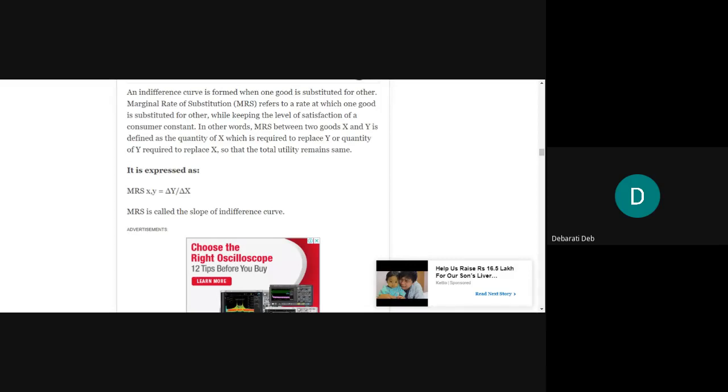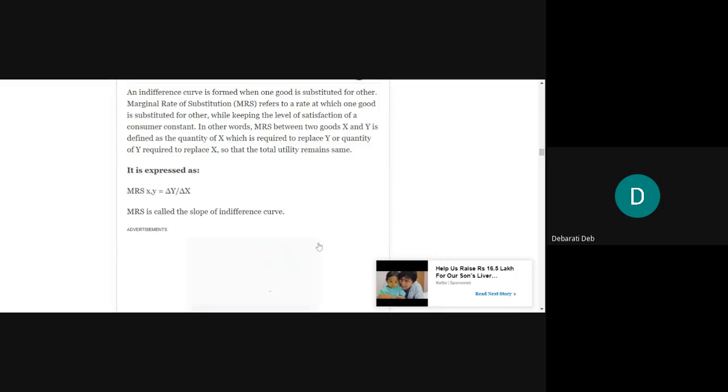So here, when we are keeping the level of satisfaction constant, then we can calculate the MRS, or marginal rate of substitution. Now, what is it? MRS is the rate at which the goods are substituted. We have seen that when we were increasing the quantity of good X, we were decreasing the quantity of good Y. The rate at which we were doing this is measured by the marginal rate of substitution.